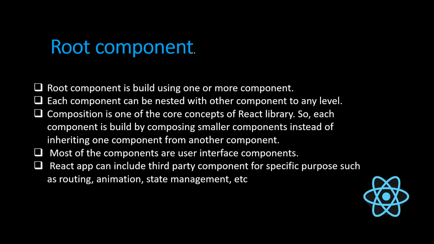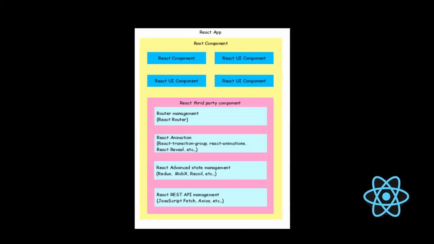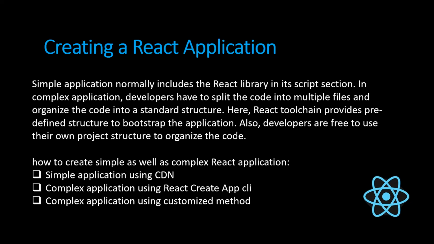Most of the components are user interface components. A React app can include third-party components for specific processes such as routing, animation, and state management. This is the React app root component concept: how the React root component depends on each other component. React UI components and React third-party components. The third-party components cover four areas: router management, React animation, React advanced state management, and React REST API management.